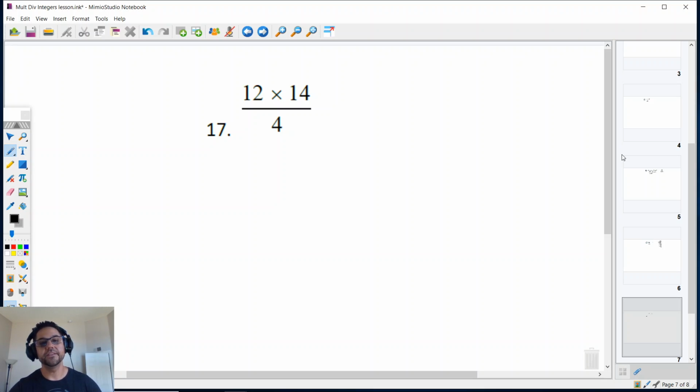Now, there's a few ways to complete this problem. The first way is just traditional multiplication. So I'm going to change that to actually a dot. Well, you know what? Let's change it to parentheses. That's better. So the first way, again, is doing 12 times 14 and then dividing by 4.